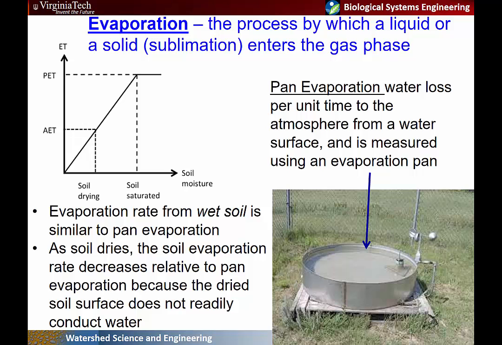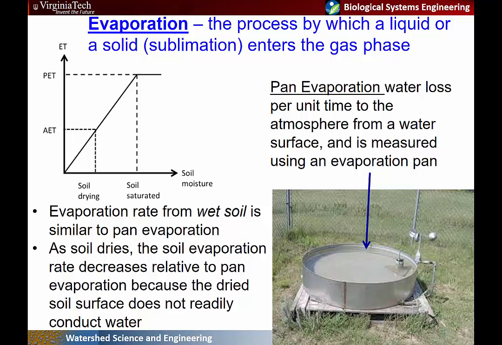Where it gets interesting is that as the soil dries out, the evaporation rate from the soil decreases relative to the pan evaporation because the soil surface cannot readily conduct this water. So water is held more and more tightly in that soil matrix as it dries down and it can't be removed by evaporation.